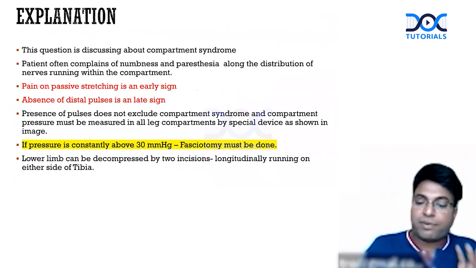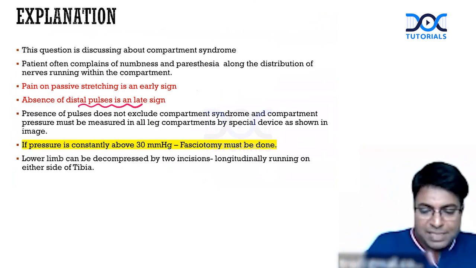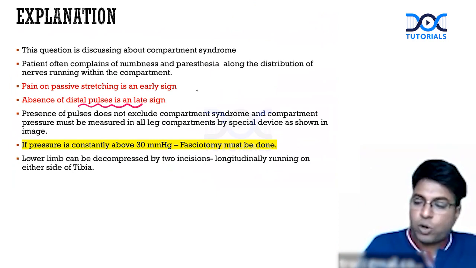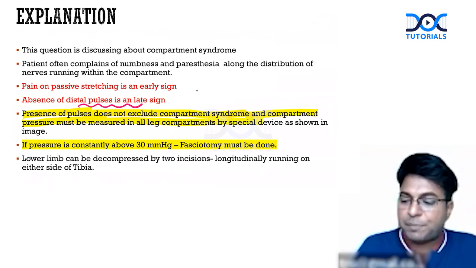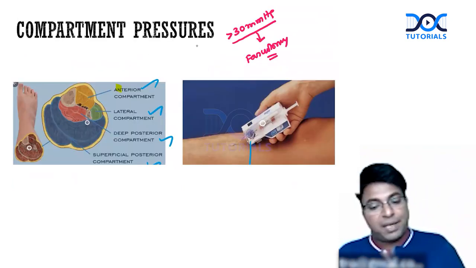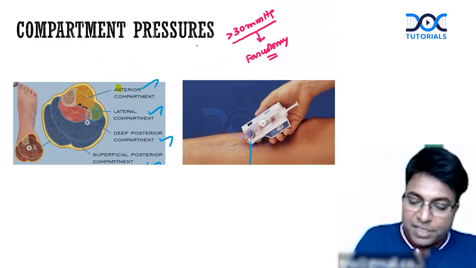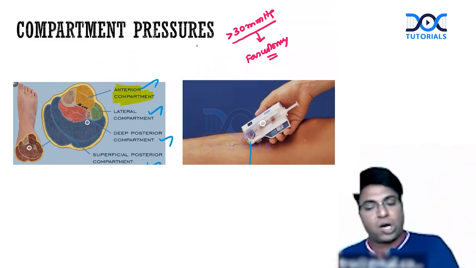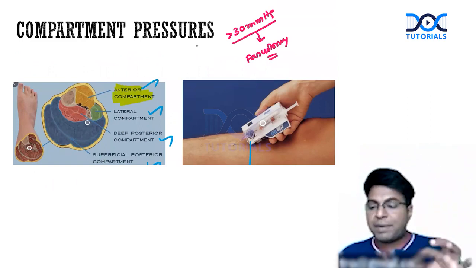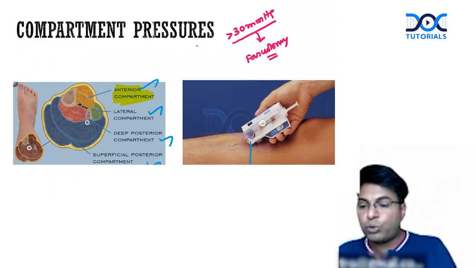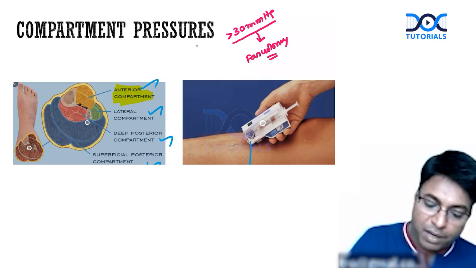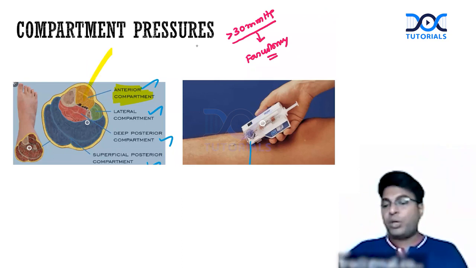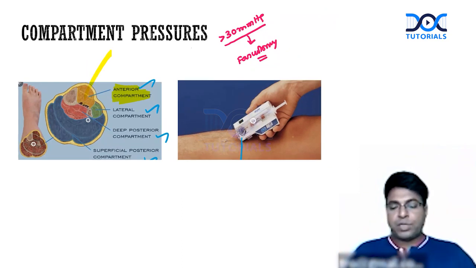And there is an interesting line from Bailey and Love. Presence of pulses does not exclude compartment syndrome, and compartment pressure must be measured in all leg compartments by a special device as shown in the image. Because if there is only an anterior compartment syndrome, the posterior tibial artery will be normal. Therefore, we have to measure each compartment separately like this, and come to a conclusion. And if there is a high pressure, we have to do fasciotomy of that compartment immediately by longitudinal incision. Okay, that's compartment syndrome. So thank you so much.